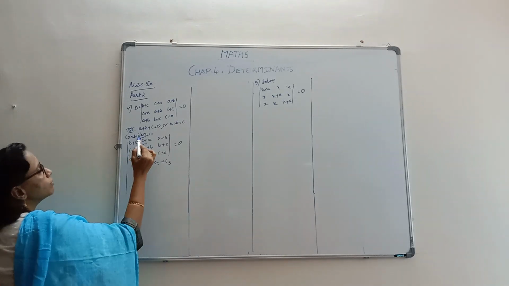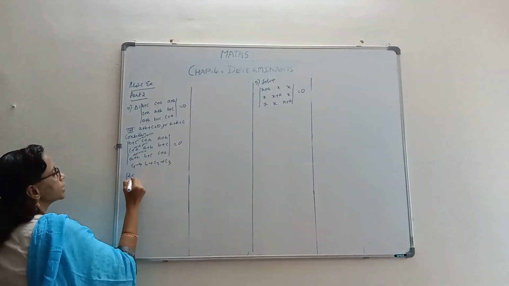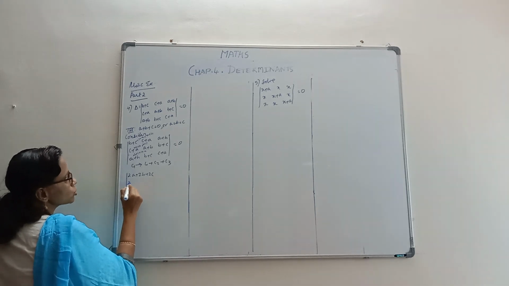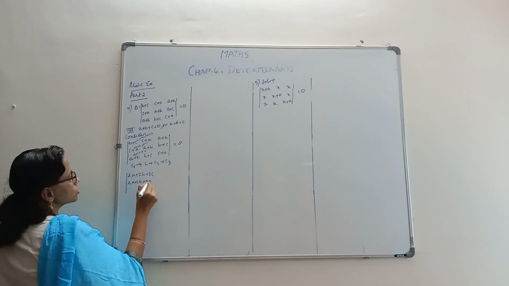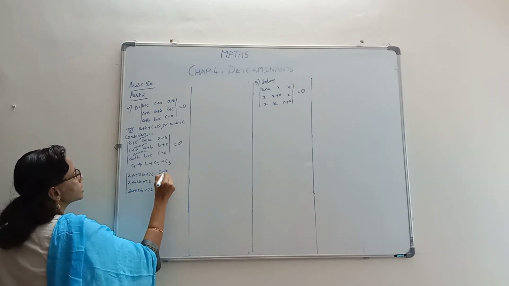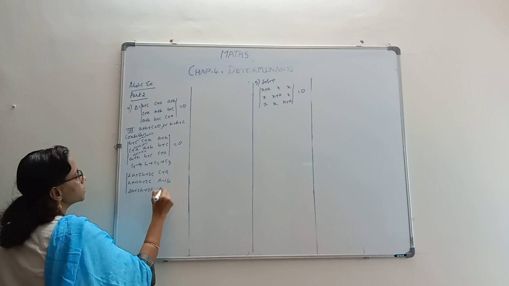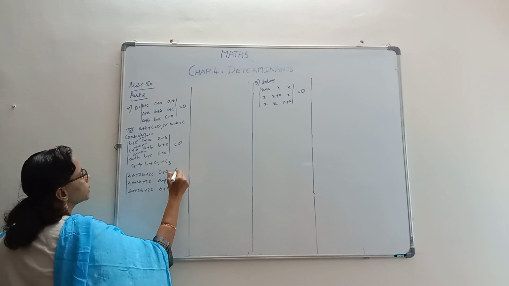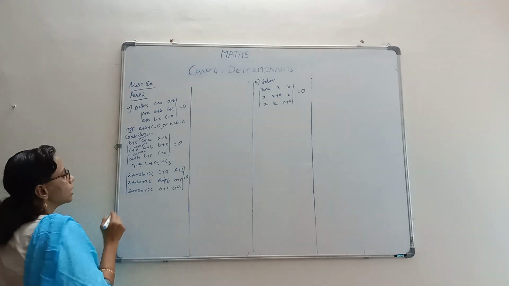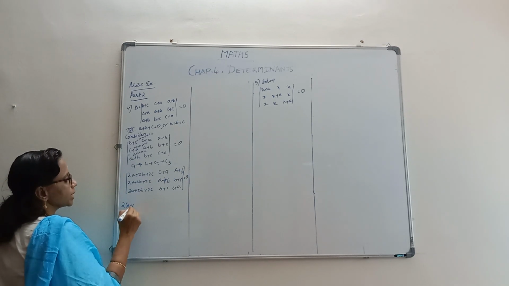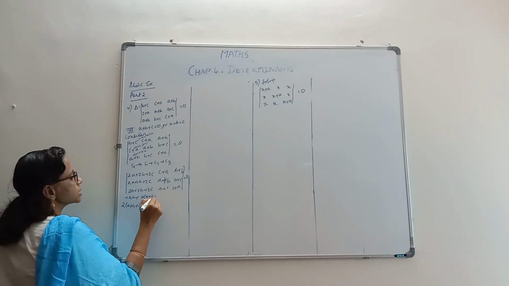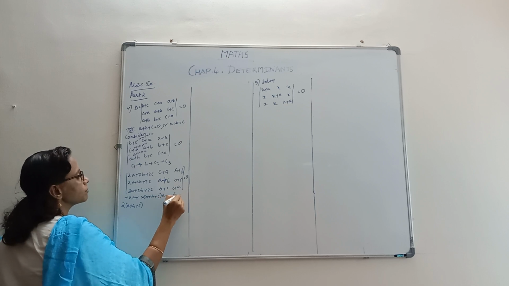So what do we get here? We get 2a, 2b, 2c. The next row also gives 2a, 2b, 2c, and the last row also gives 2a, 2b, 2c. Others stay as they are. Taking 2 times a plus b plus c common out from C1.